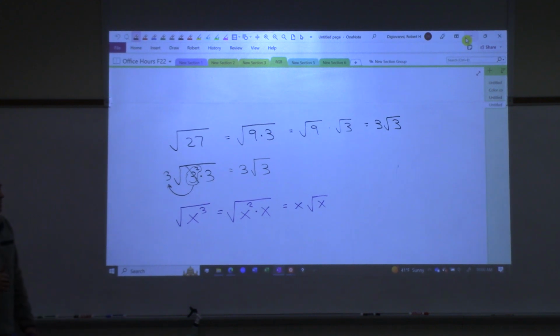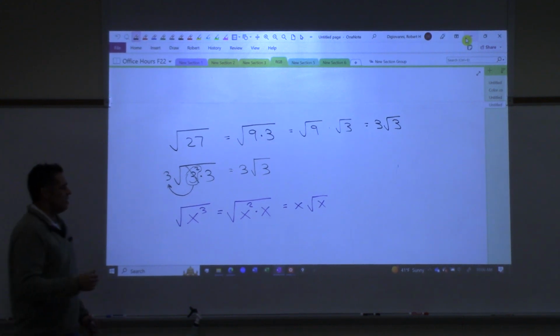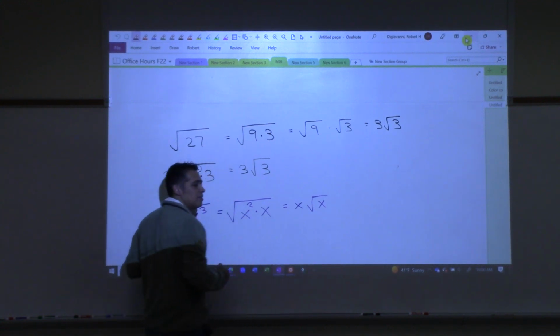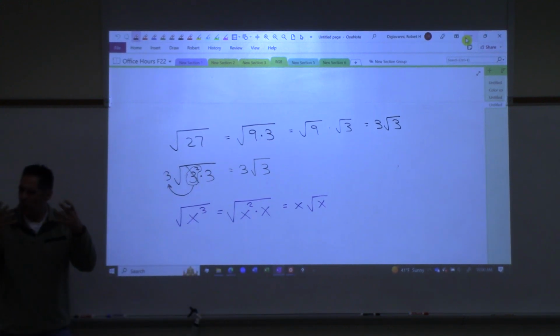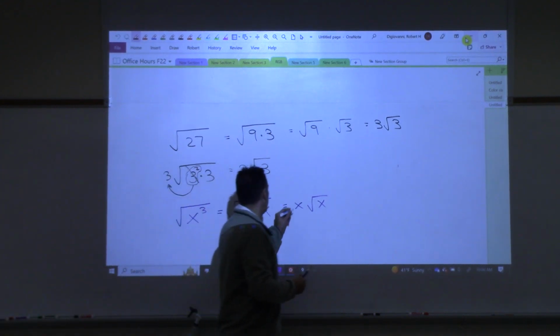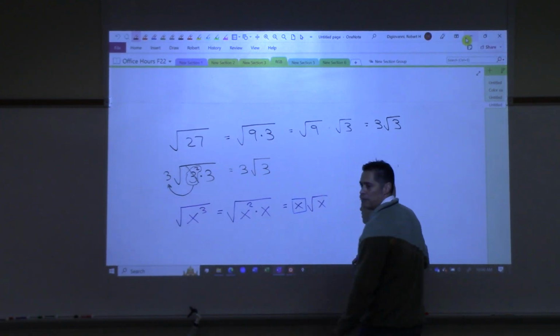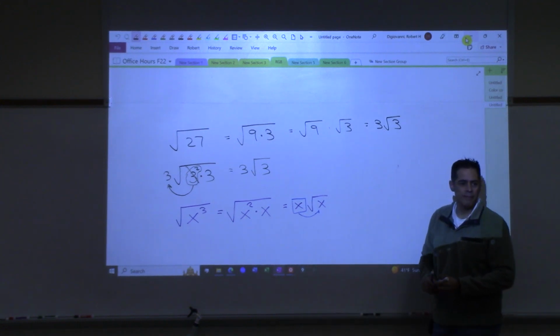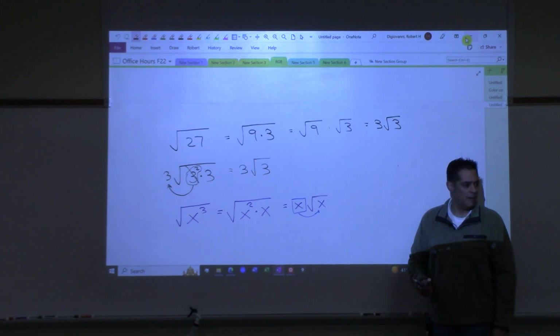All right. So if you see an x squared in a root, it can come out as an x on the outside of the root, right? That's one kind of way you can see that. I want you to look at it backwards, the other way around. If you have an x on the outside of a root, and I ask you to push it inside, what are you going to do? You're going to square it, right?